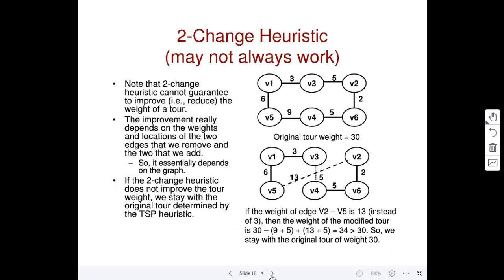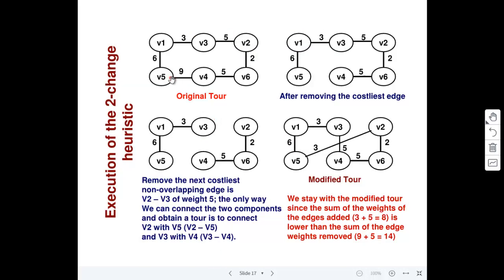So now, is the two change heuristic going to always work? The answer is no. So that's what I want to illustrate now. As I said, once we use a greedy strategy of removing the costliest edge, we don't really have much control. So once we have the two components, we have to use those two edges available to connect the two components.